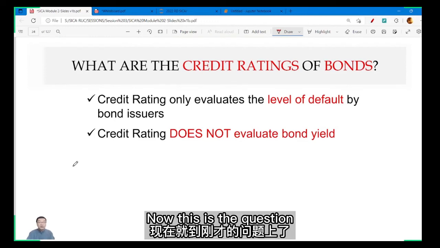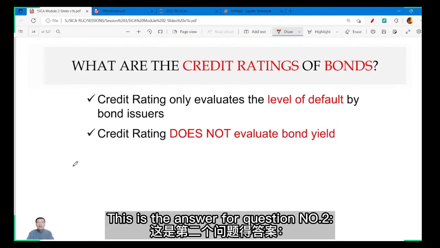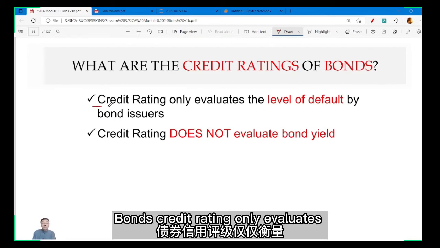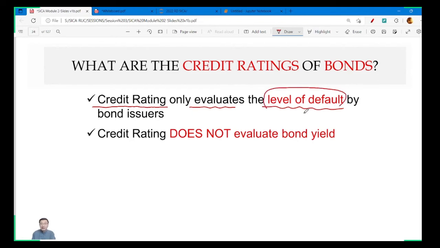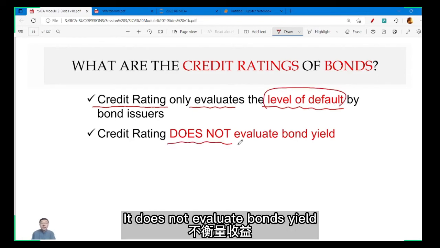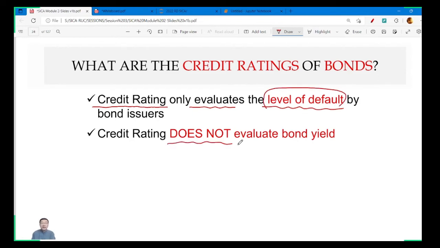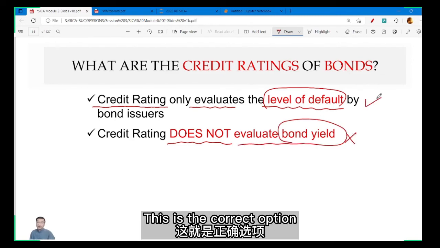Now, this is the question. This is the answer for question number 2. Bond credit rating only evaluates the level of default by bond issuers, the level of defaults. It does not evaluate bond yield. No. This is the correct option. This is the wrong answer.